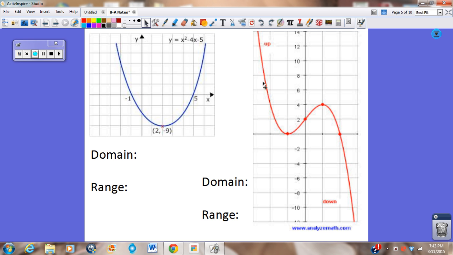Now this one's a different type of curve, and so your domain is going to be all real numbers because you see it's increasing going that way, and it's also decreasing going this way. And so we're using all of our x values. And then our range, it's going up and going down. So again, I think all real numbers on both of those, okay?